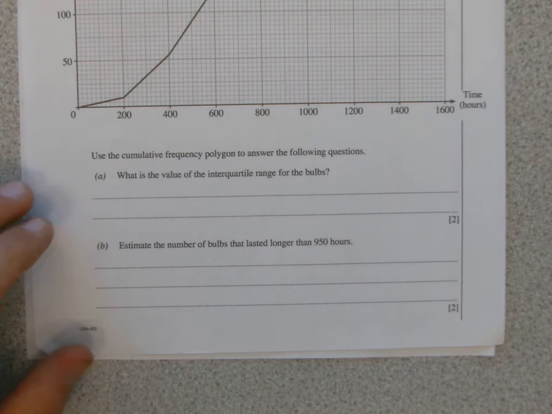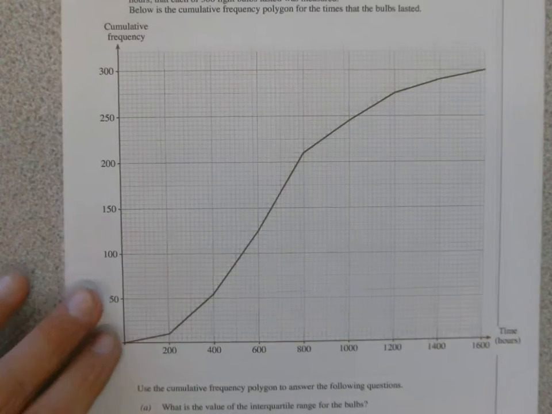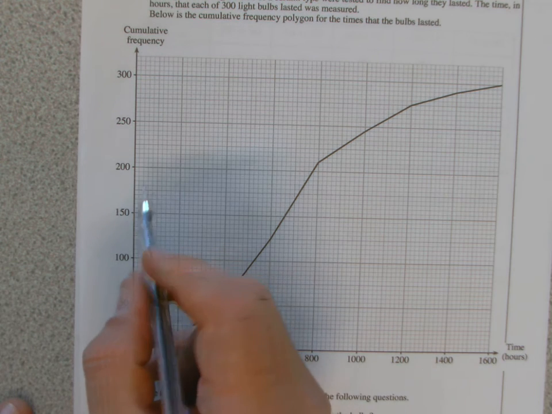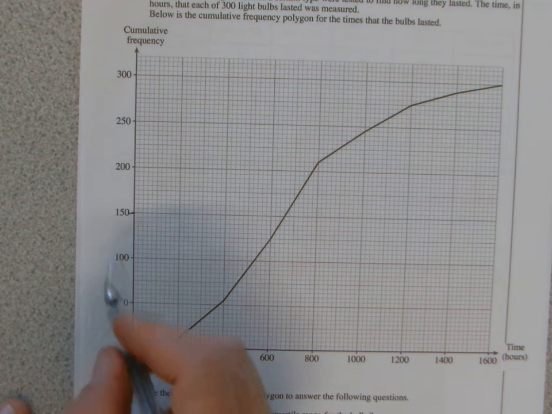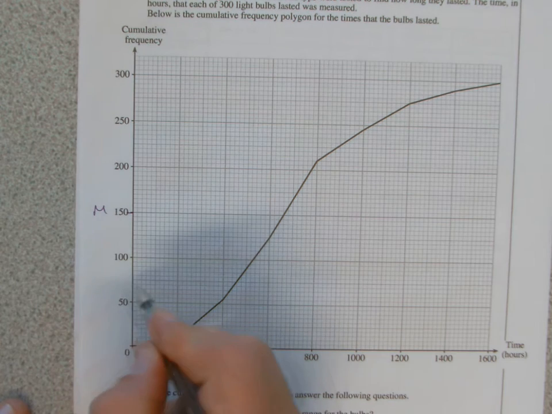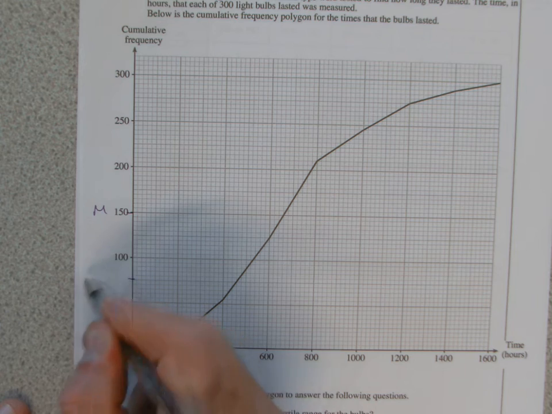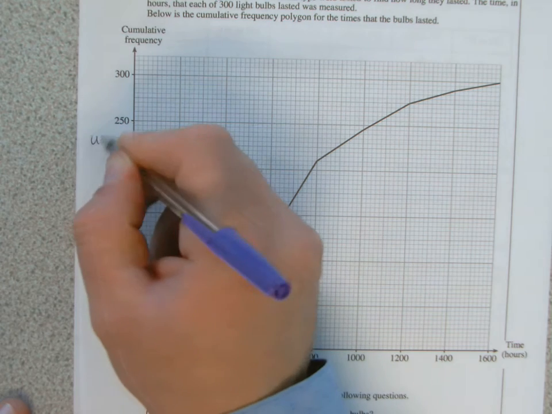So let's have a look here. It says, what is the value of the interquartile range for the bulbs? Well, we need to find the quartile values. The median would be 150, because that's in the middle. 300 bulbs, 150 would be the median. But we want the upper quartile and lower quartile. So if 150 is in the middle, 75 is going to be the lower quartile, and then 225 is going to be the upper quartile.